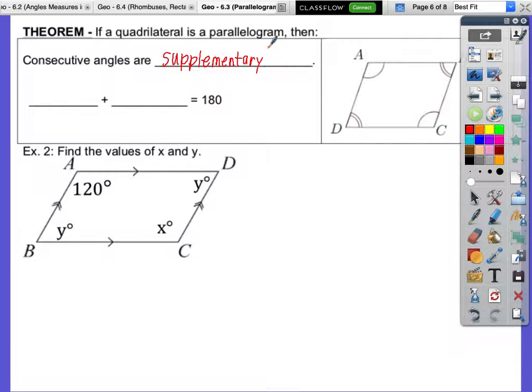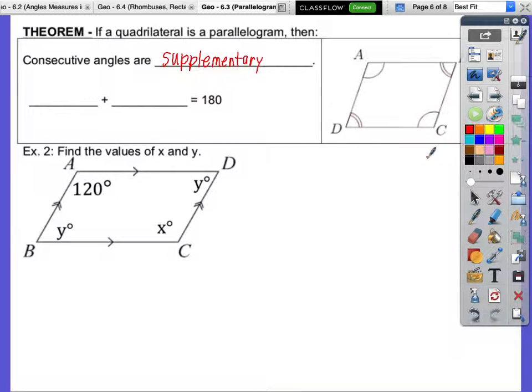180 degrees. 90 and 90 could work, but does it have to be 90 and 90? No, it could be like 79 and 101, or a bunch of different things. Somebody give me a pair of consecutive angles in this parallelogram.